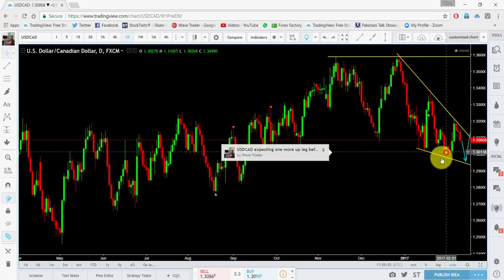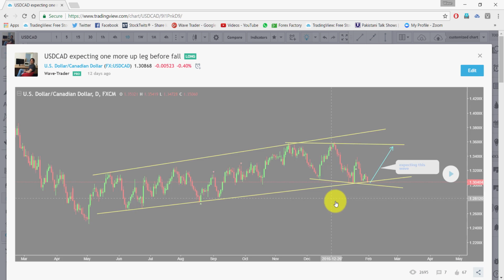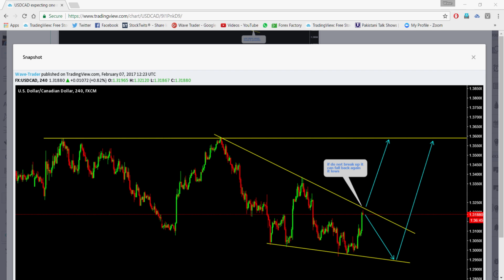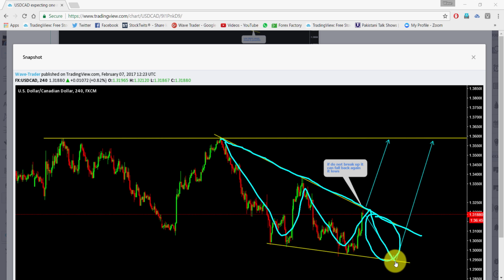Price was acting under the trend line here at this place, so the possibility of this move was very much there. Price did not break this downtrend and formed a trend reversal pattern. So we will look for a buy at the bottom again.